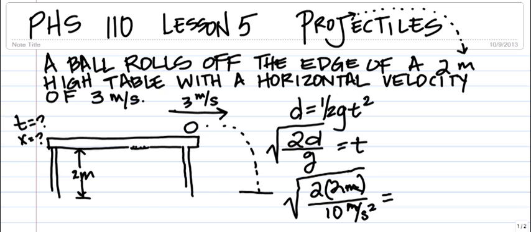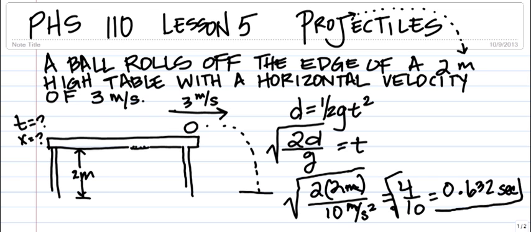That's what we want. So here what I'm left with is the square root of 2 times 2, which is 4, over 10. And so if you check on a calculator, you should get the square root of 4/10 is a little over 0.6 seconds. So it's going to take less than a second for it to hit the ground, which makes sense. If you drop something off the table, it doesn't linger in the air for very long. Let's see how far away from the edge of the table it's going to go.